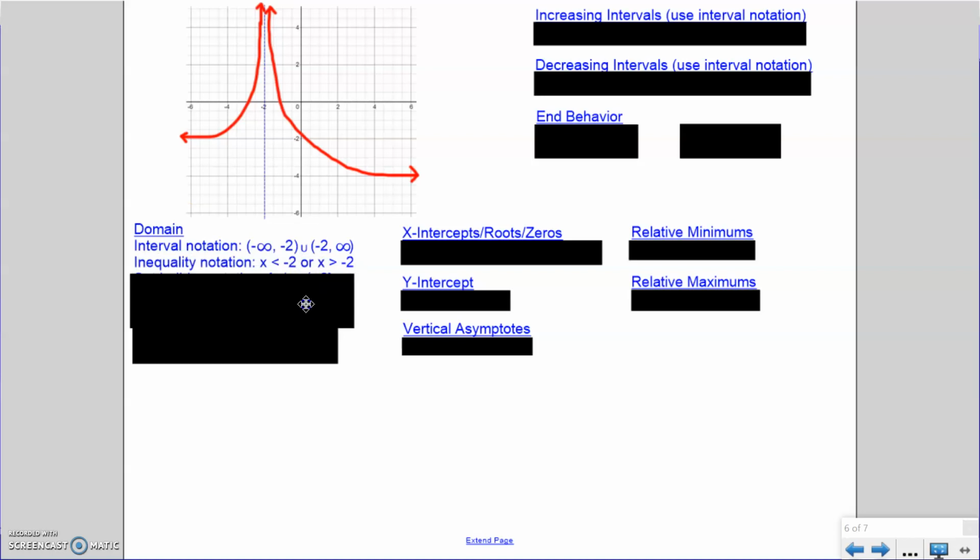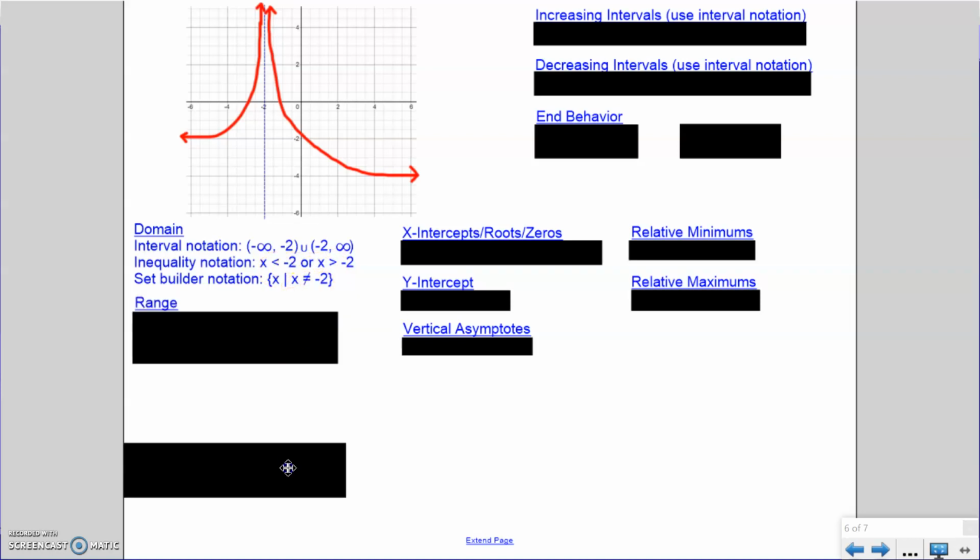We use interval inequality notation. We could say -infinity less than x less than -2, but again that's redundant. Just say x is smaller than -2. The union means or, x is greater than -2. And set builder, you could put this in here, x such that x is less than -2 or x is greater than -2, or you just say x cannot be -2.